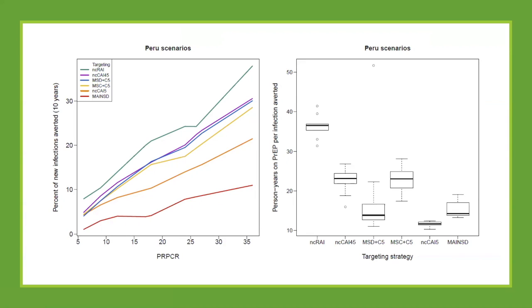And then over here, we're looking at that cost thing again. So this is person years on PrEP per infection averted. And what you'll see is that we're most efficient when we target that very high activity group. This is not surprising. We get about 12 person years on PrEP per infection averted. The main partnerships, it's something like 15-ish. Once we expand to the top 40%, we're getting down to like 23. And if we're targeting everybody, it takes like 35 person years, right?